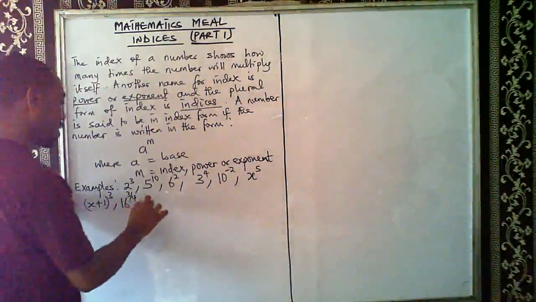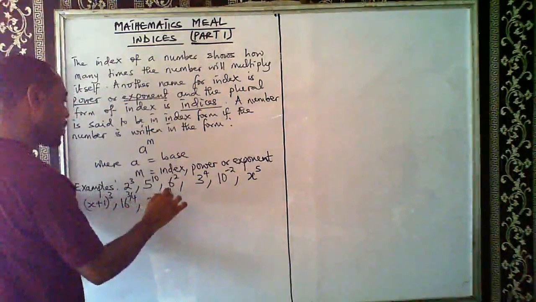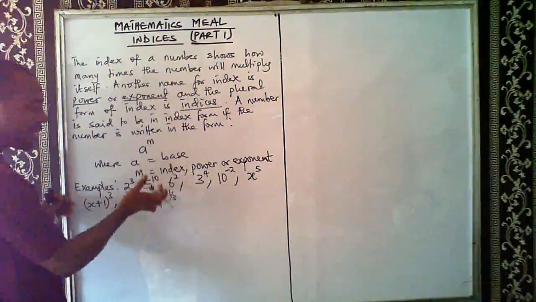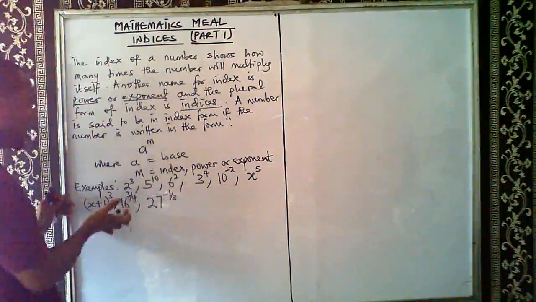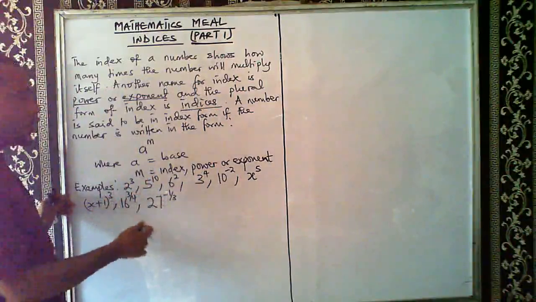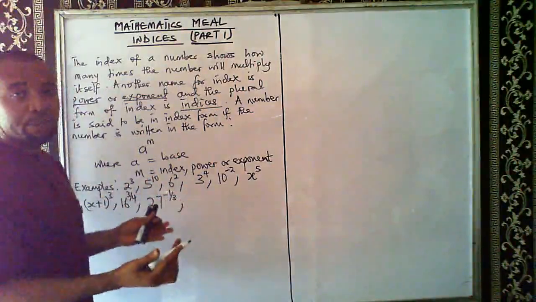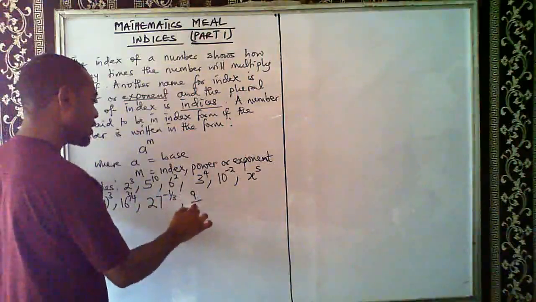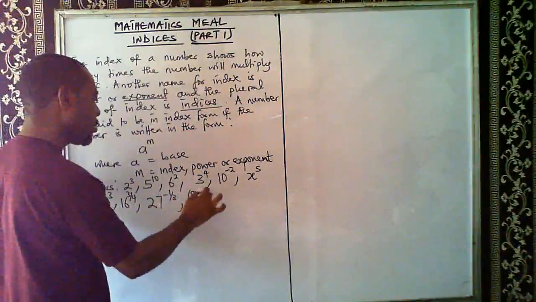We can have something like 27 raised to the power minus 1 over 3. You see that this is a base, the power is a fraction and it's negative. You can also have a fractional base. We can have 9 over 16 raised to the power 1 over 2.